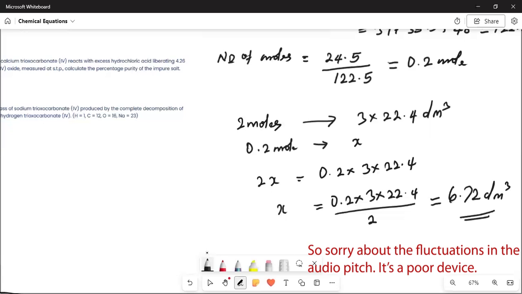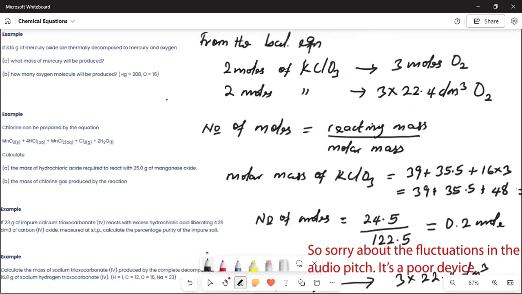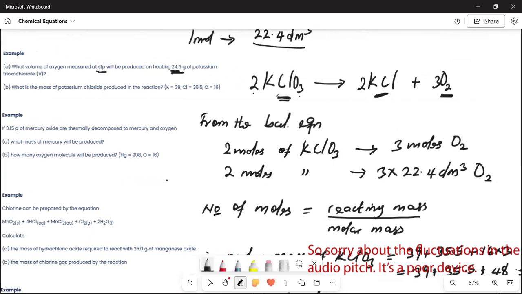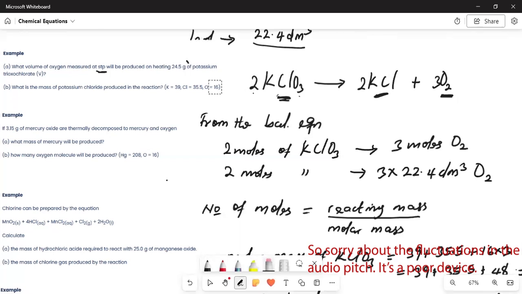And that is question A. Now question B says, what is the mass of potassium chloride produced in the reaction? This one now, mass of potassium chloride produced in the reaction. First of all, we need to get the mass of this that gives us this. Then we can get the mass that this one will give. Let's make some room on the board.